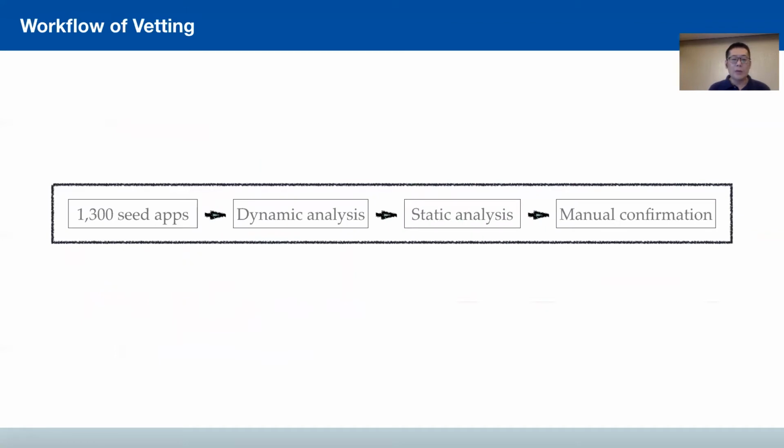Our writing process starts with 1,300 popular apps. We first use dynamic analysis to select apps that contain remotely accessible network services. Then we use static analysis to check network services in these selected apps. And last, we verify the analysis results manually.